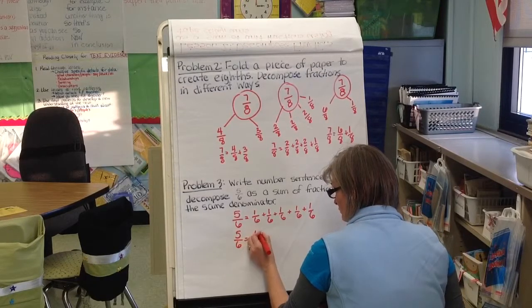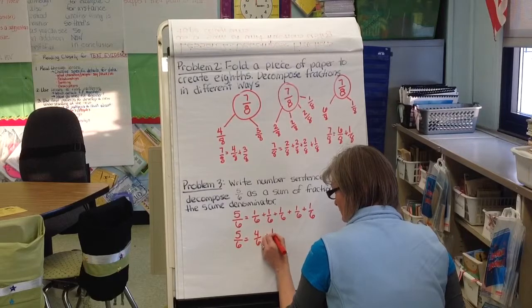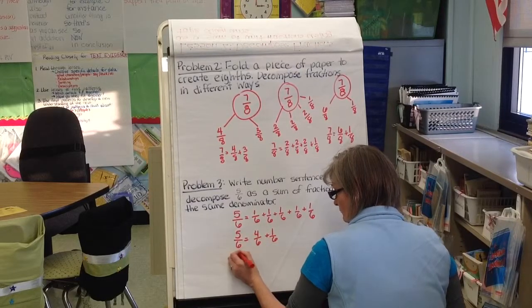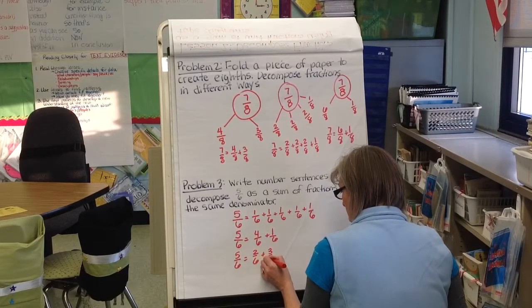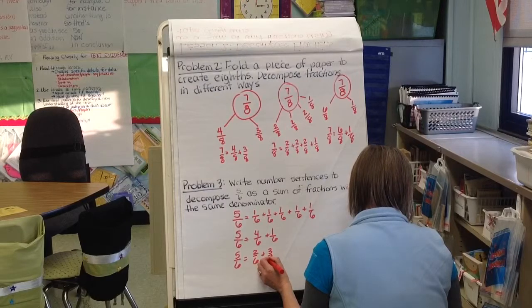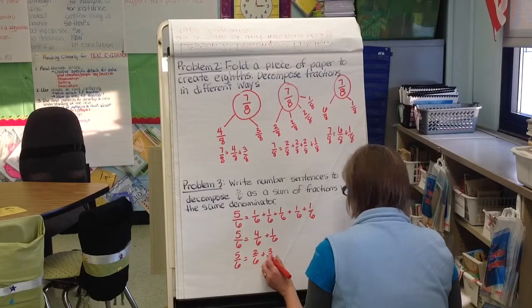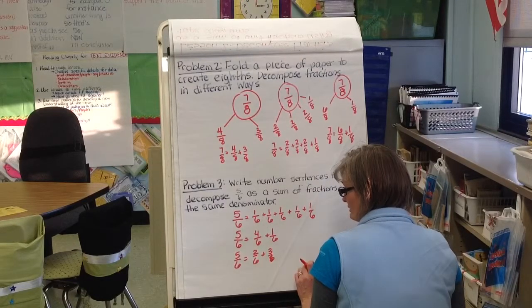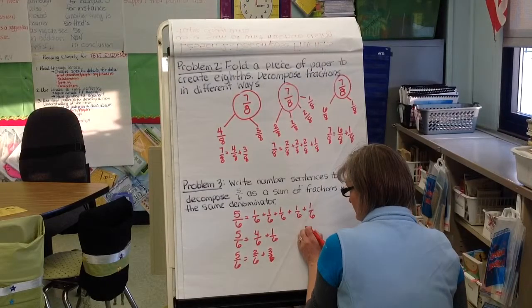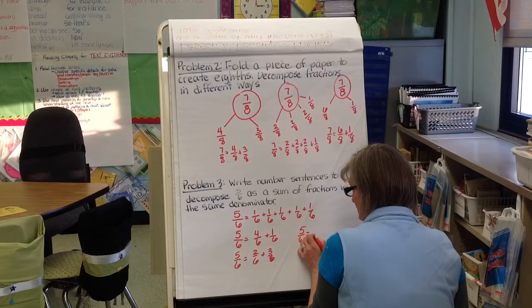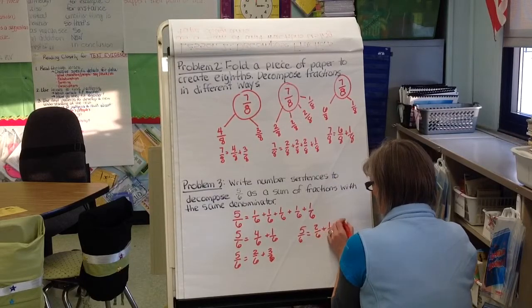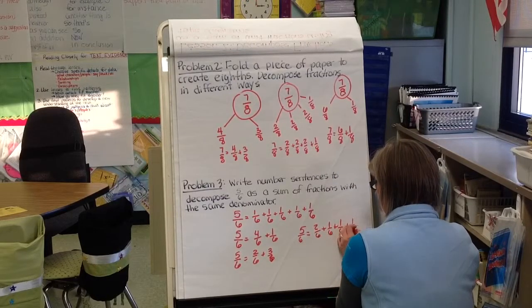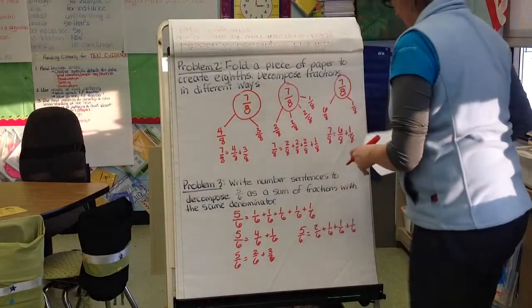5/6 equals 4/6 plus 1/6. 5/6 equals 2/6 plus 3/6. Okay, there's lots of different ways that you can break this down. We could say 5/6 equals 2/6 plus 1/6 plus 1/6 plus 1/6.